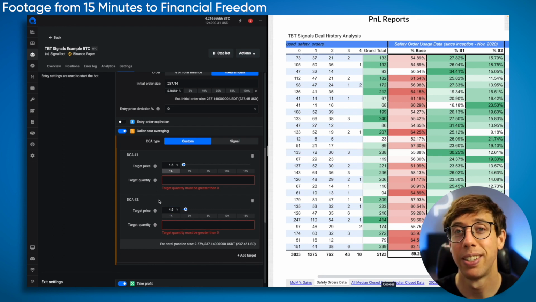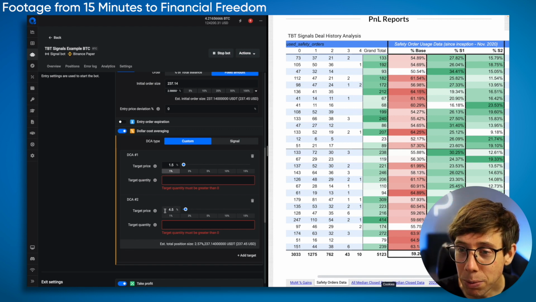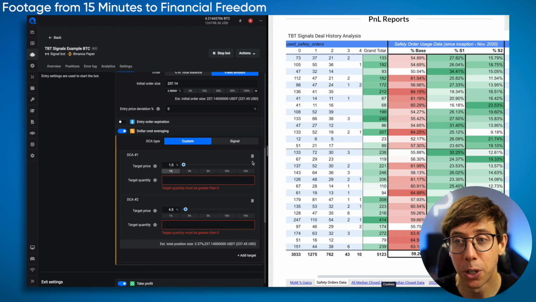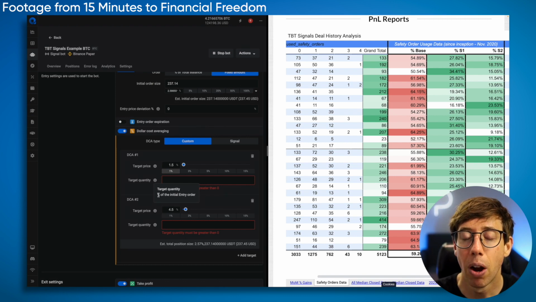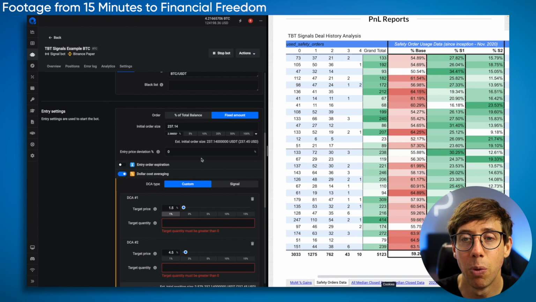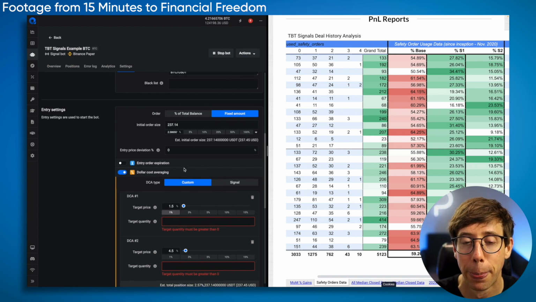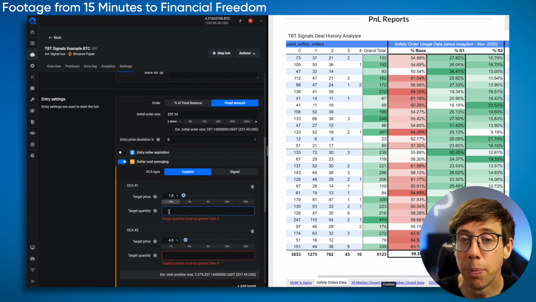These are the numbers that have been working for the last over 2 years. That's just what it is. You can mess with it, but I wouldn't recommend it because you're going against the data. So target quantity, this is where things are a little bit weird. The target quantity is a percentage of the initial entry order, even though we have a fixed amount. So we don't have to type in a number.